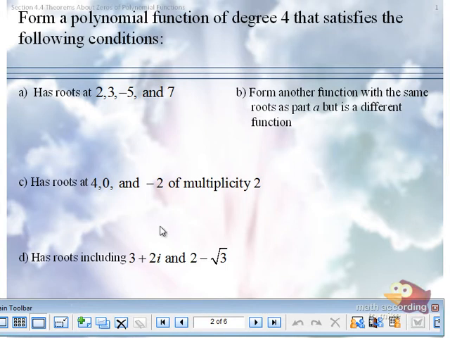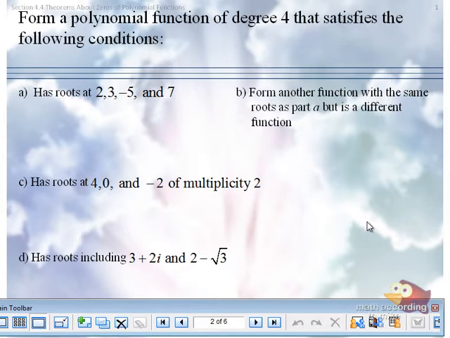Form a polynomial function of degree 4 that satisfies the following conditions. Part A: has roots at 2, 3, -5, and 7. Write it down. Part A, if 2 is a root, what is the corresponding factor?